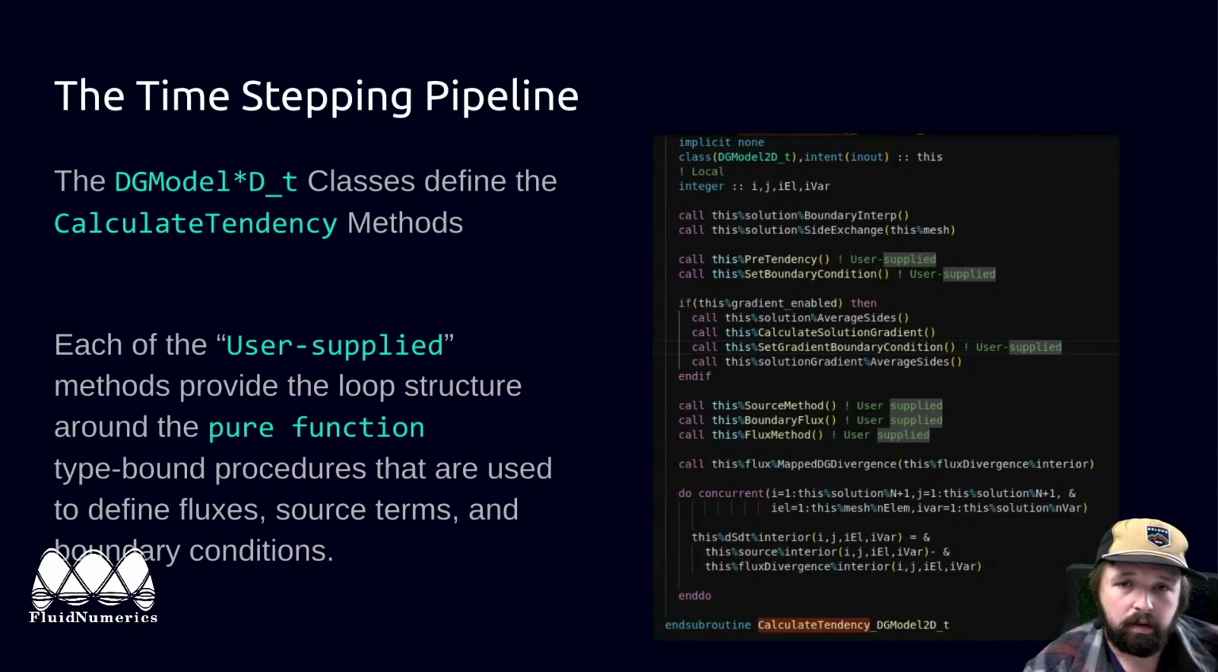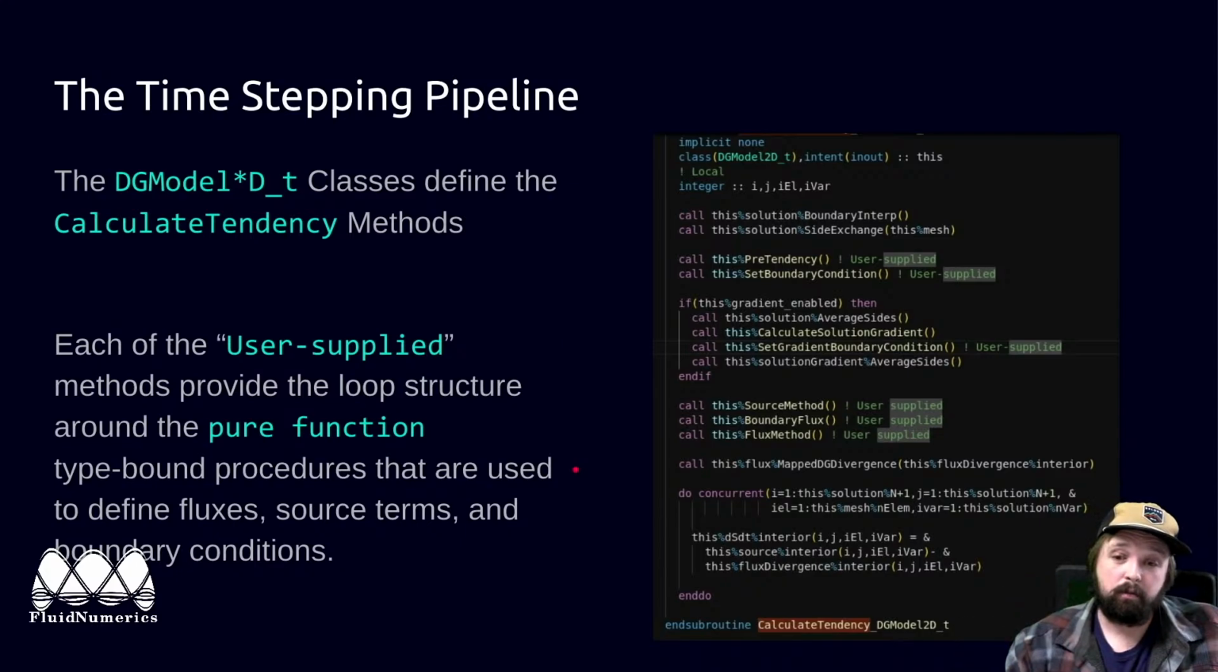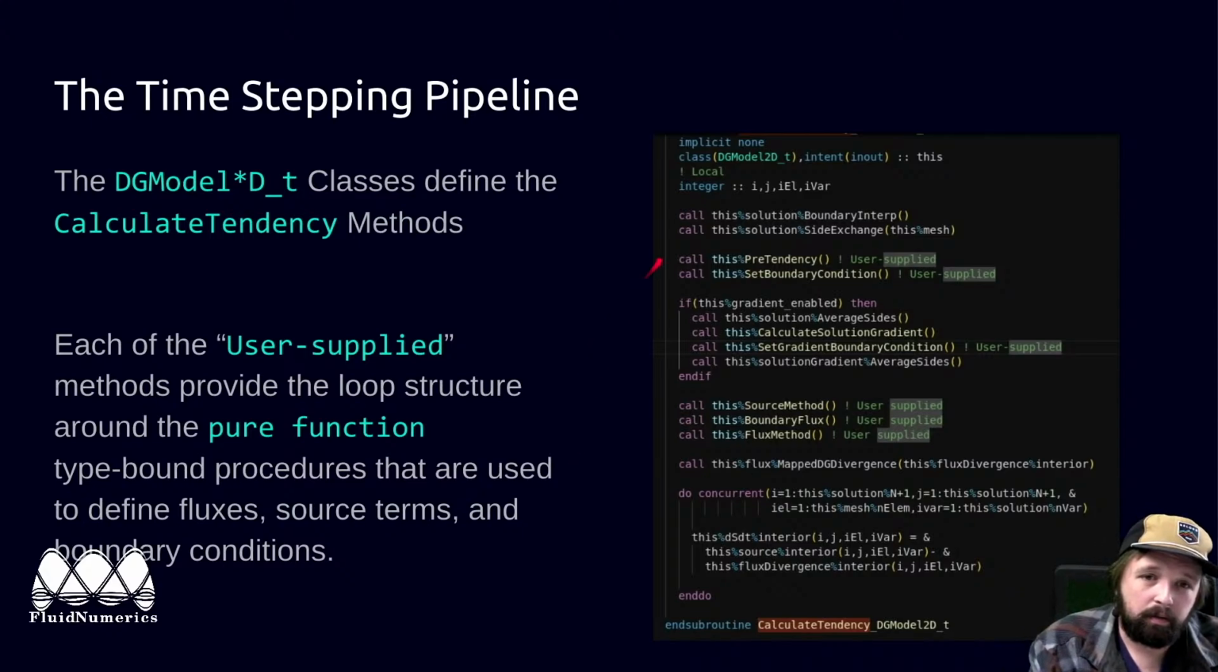So the way calculate tendency works is, on the outset, what we assume is that what we have as input is a model. In this case, the DG model 2D class that has the solution attribute defined at all the quadrature points.